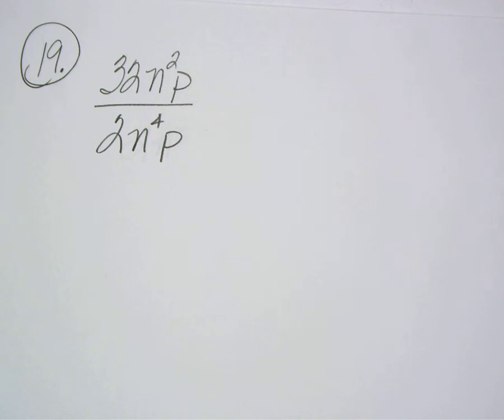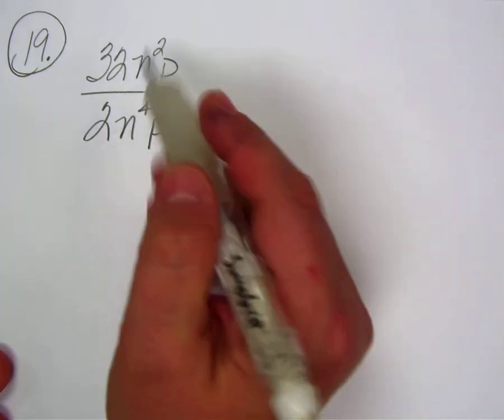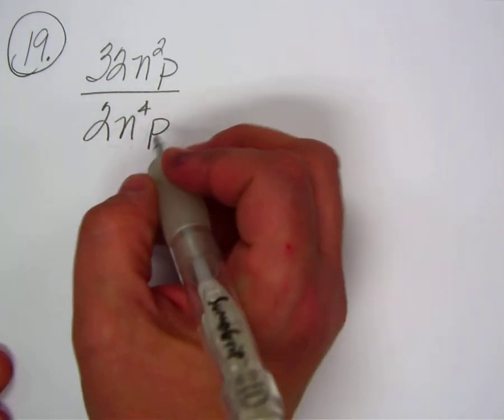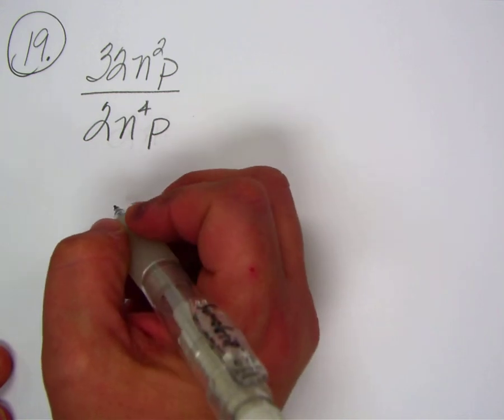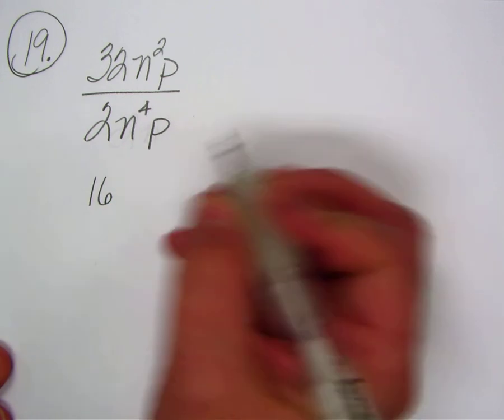Okay. So, tell me what to do first. What should we do first? Divide 32 and 2. Okay, so what's 32 divided by 2? 16. Good job. 16.